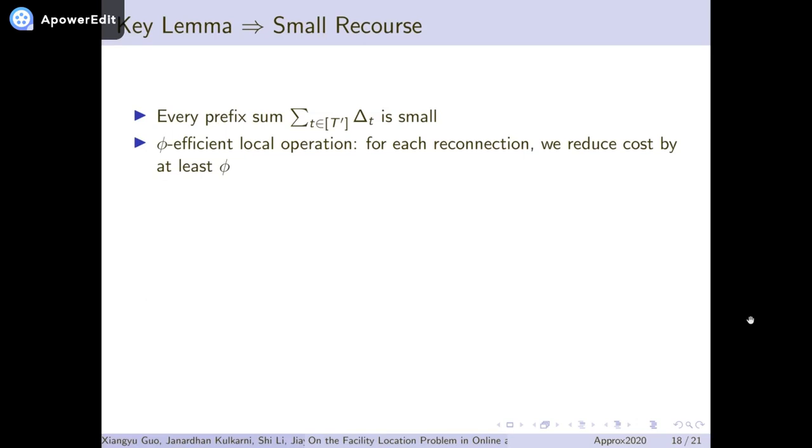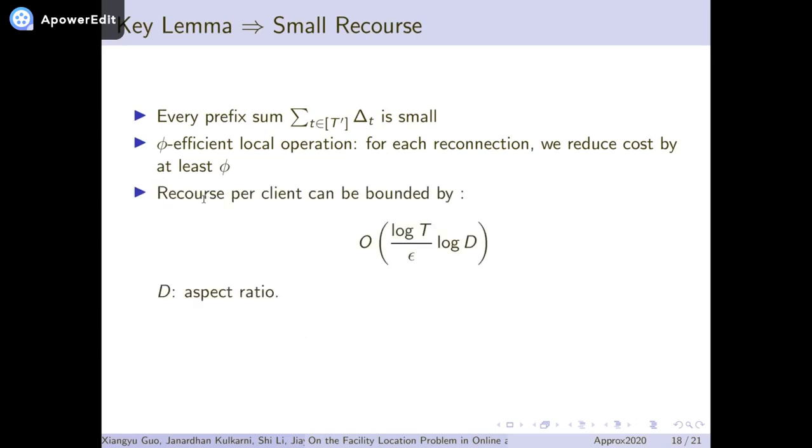Now we can prove the recourse is small. The key lemma tells us the prefix sum is small. The find efficient local operation requires that each reconnection reduce the cost by at least 5. So the total recourse per client can be bounded by this term divided by 5, and it yields big O log t over epsilon with a factor log d, where d is the aspect ratio.